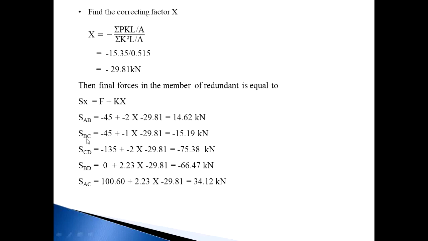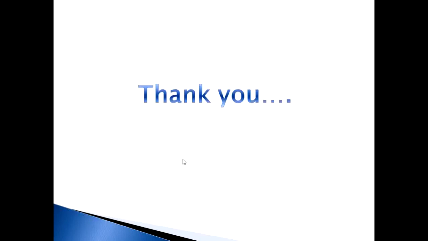Similarly, the final force in member BC is minus 15.19 kilonewton. For CD it is minus 75.38 kilonewton, for BD it is minus 66.47 kilonewton, and for AC it is 34.12 kilonewton. These are the final forces in the members. This problem is externally indeterminate. This is the solution for that problem. Thank you.